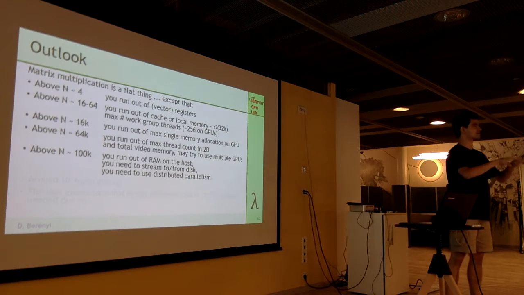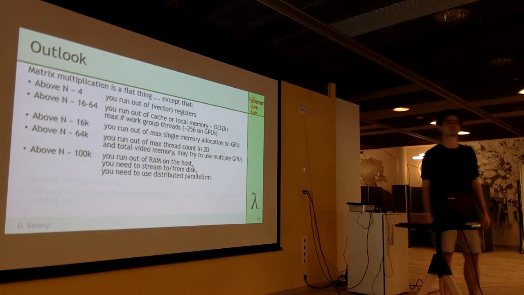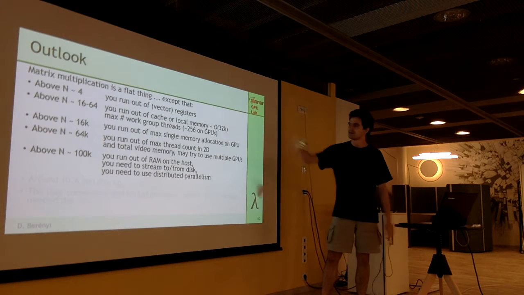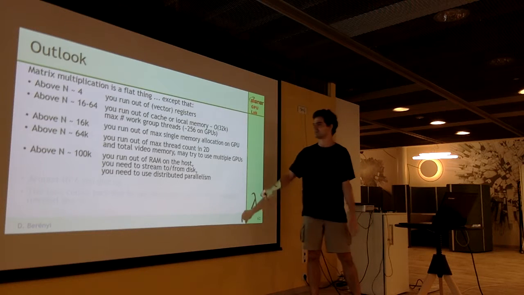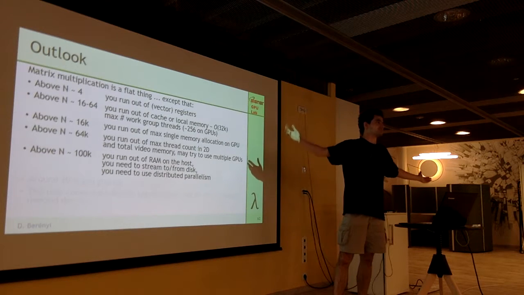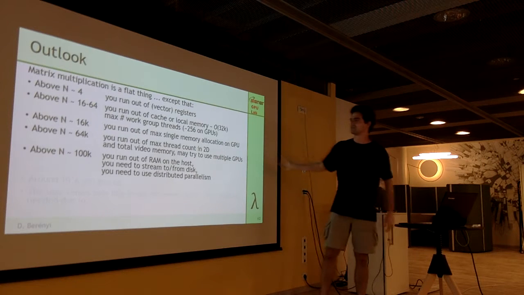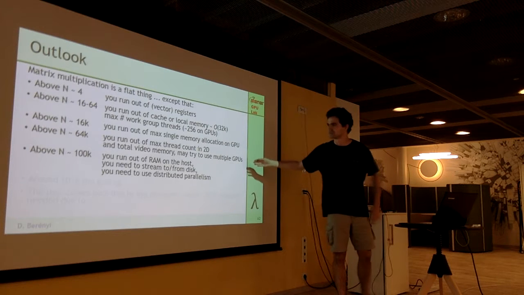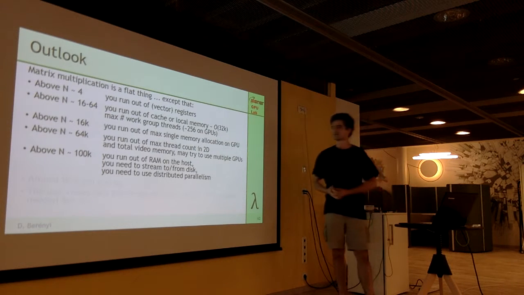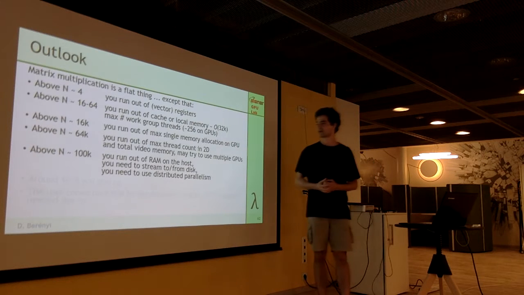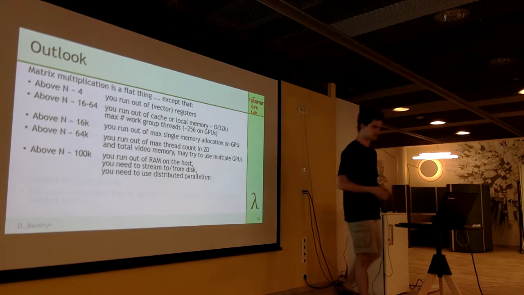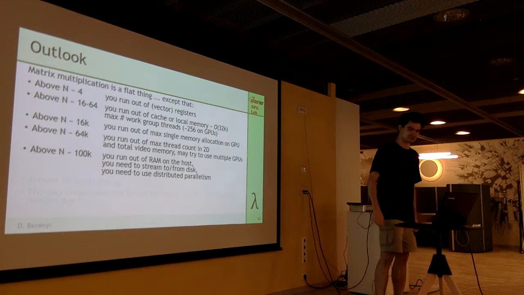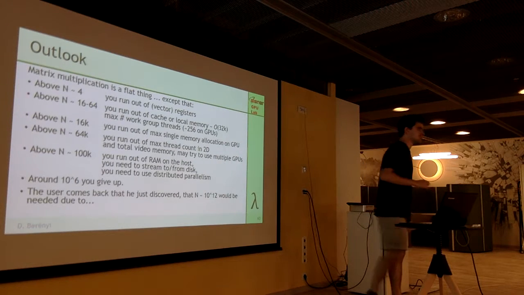You need to separate your matrix into different allocations because there is an addressing limit and other limitations in the device or the implementation. A factor of 4 later, you simply run out of the maximum thread count because the thread index is limited to some bits. And later you run out simply of the total video memory, and you may try to use multiple GPUs, but you are going to run into multiple issues with that. And above n equals 100,000, you run out of your RAM, the random access memory, or whatever you are using on your host. You need to stream to the disk or SSD, or you simply try to use distributed parallelism. And it means that around 10 to the 6, you simply give up.